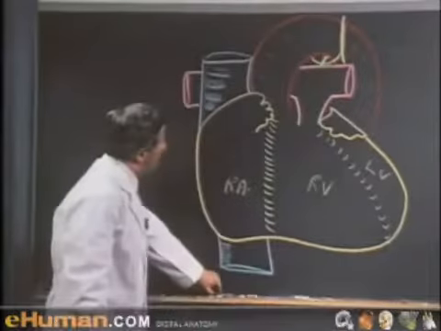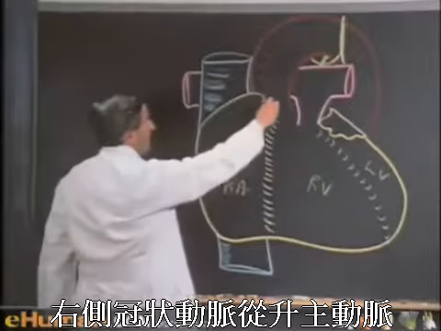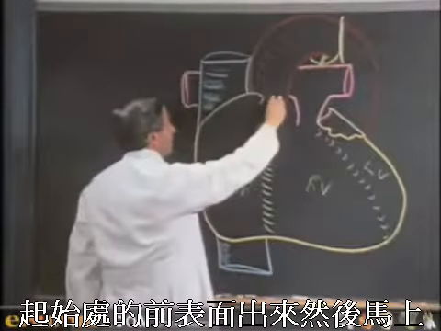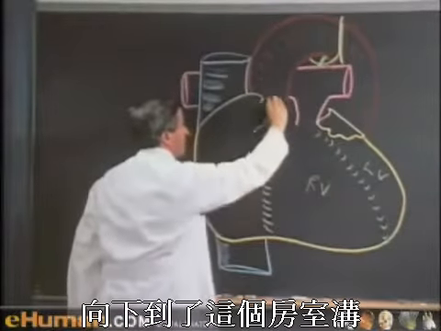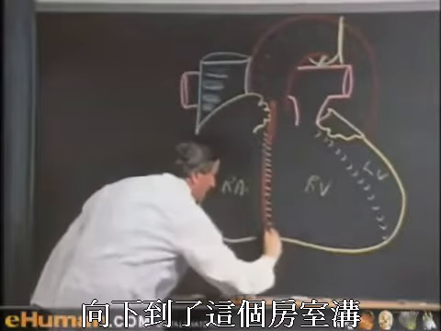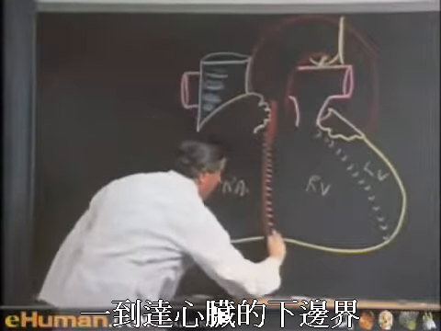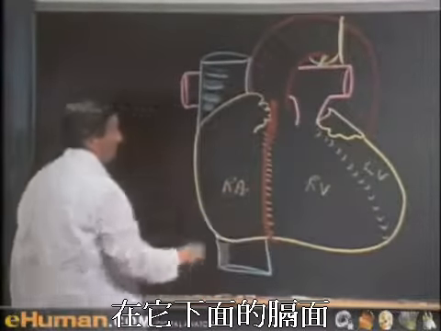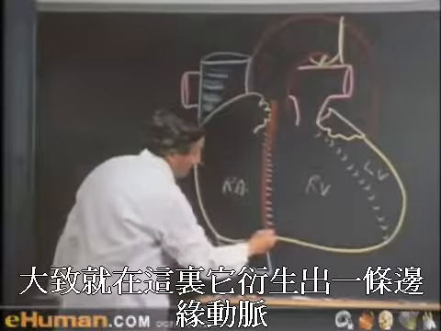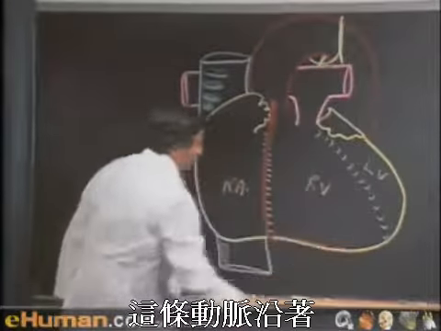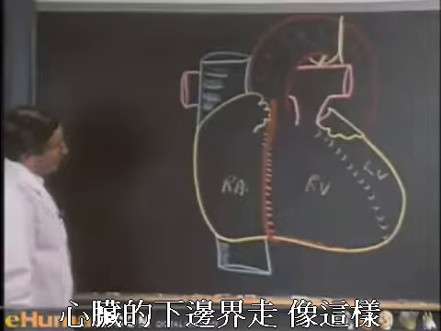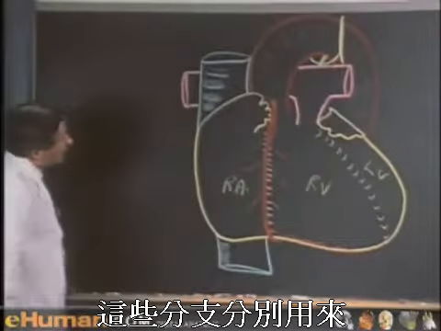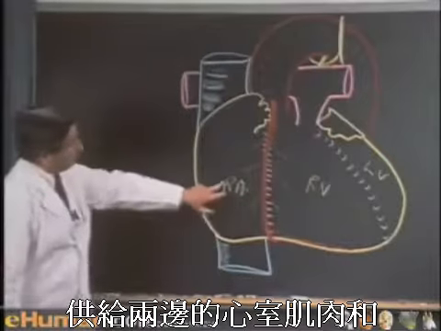Now, where are the coronary arteries? The right coronary artery arises from the anterior surface of the beginning of the ascending aorta and immediately passes down in this atrioventricular groove. And on reaching the lower margin of the heart, it passes onto its under aspect, onto its diaphragmatic surface. Just about this point, it gives off a marginal artery which runs along the lower margin of the heart in that manner.